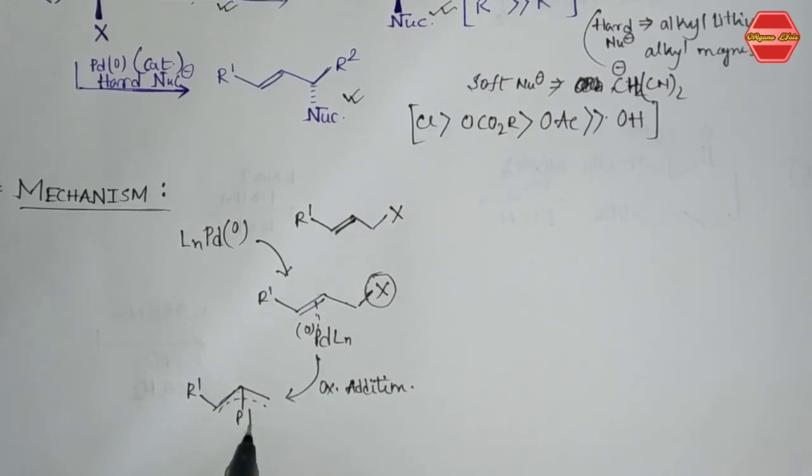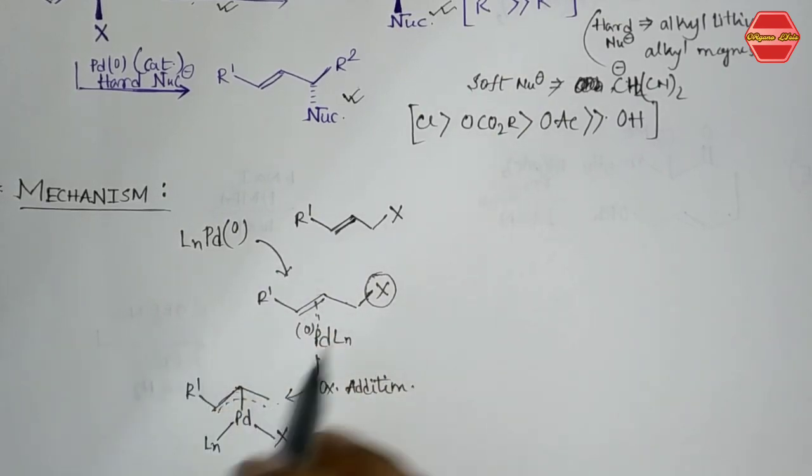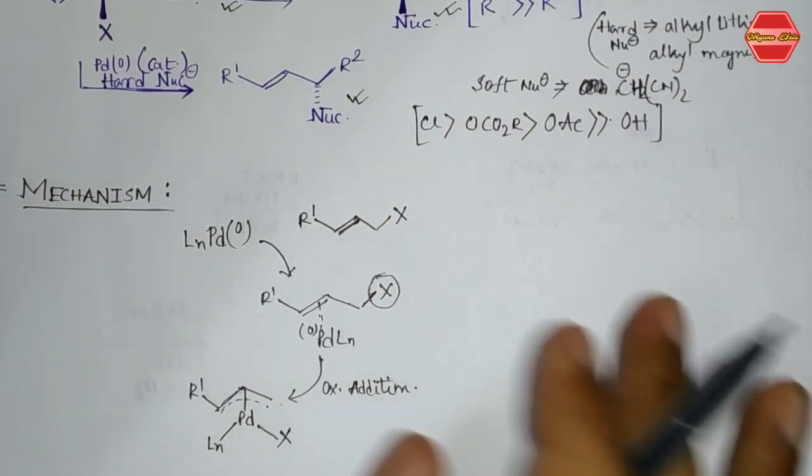Now you get this palladium. Here is your L or Ln, any kind of ligands over here, and this X is now attached with the palladium, and this palladium is now bonded with these 3 carbon atoms. So this is the overall oxidative addition step.